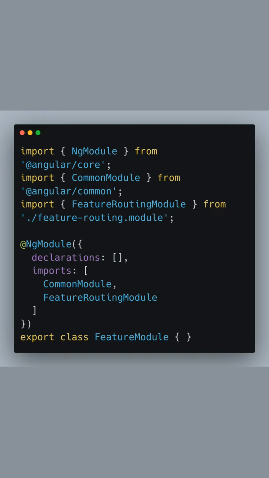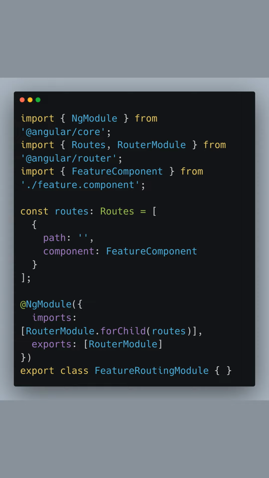Here we have our feature module. It's a standard Angular module that encapsulates all the components, services, and other dependencies that belong to this feature. Note that it imports FeatureRoutingModule, which handles the routing for this feature. This allows the feature to have its own independent set of routes.